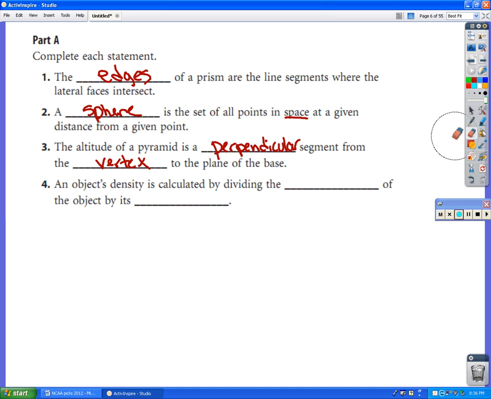Okay, and then number 4, we did not do that section on density, so we don't need to worry about that one right there. But just in case you're curious, density is mass divided by weight. Maybe that's the other one. We don't have to worry about that. Ask your science teacher. Okay?